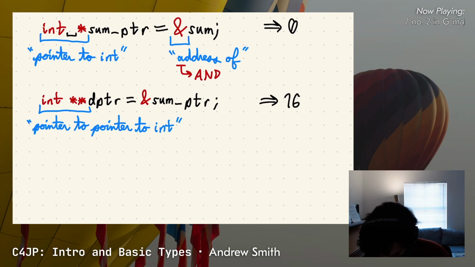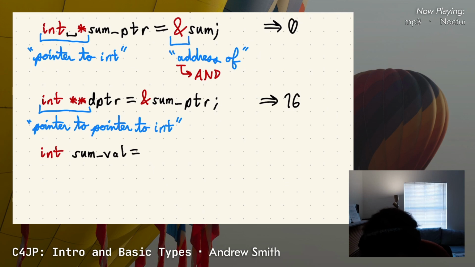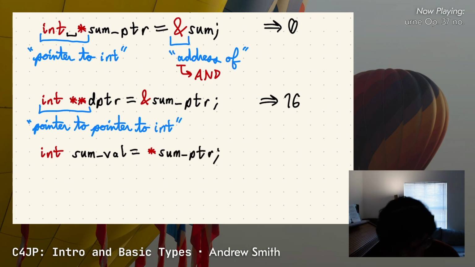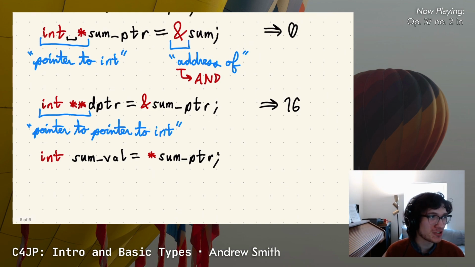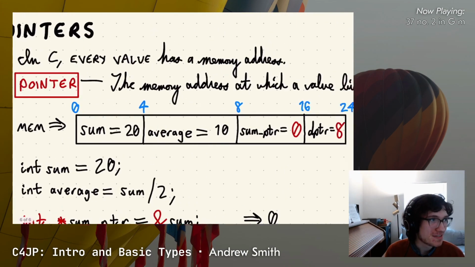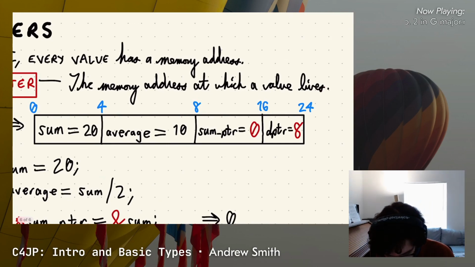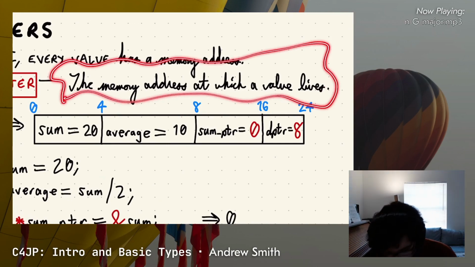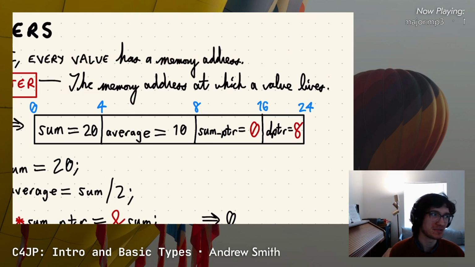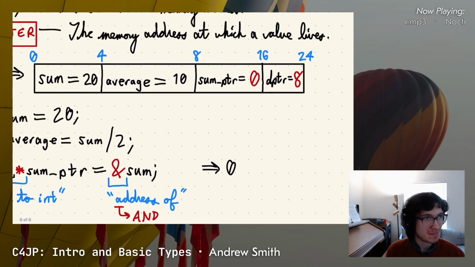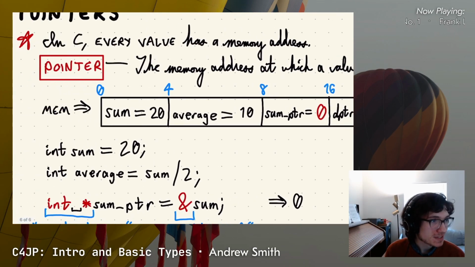So let's say that I am going to now say int sum val equals the value at sum pointer. Now, let's remember, let's say this again. A pointer in C is nothing but the memory address at which a value lives. And if I could get fancier, like firework effects for this, I would. But for now, you'll have to stick with my crappy rectangles. But a pointer is nothing but the memory address at which a value lives.